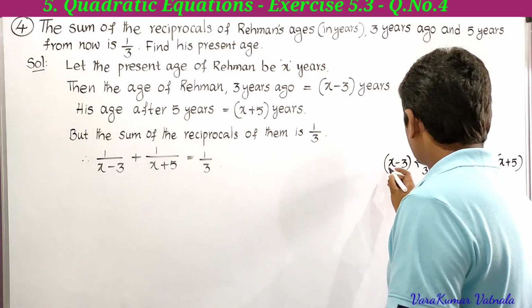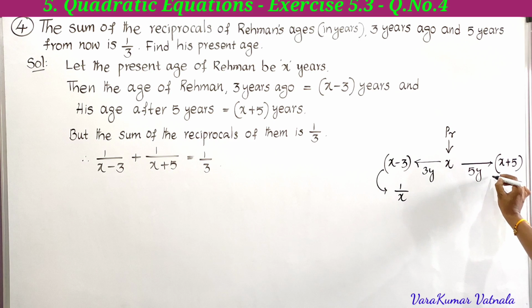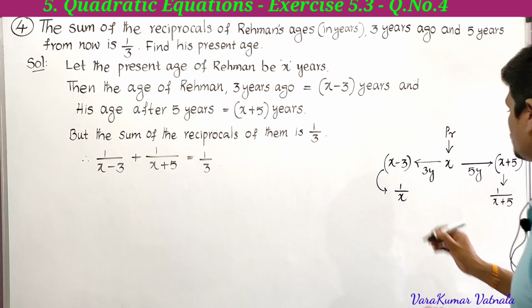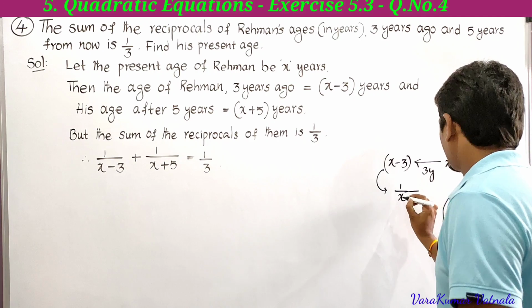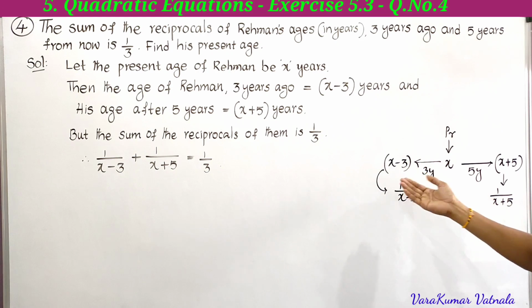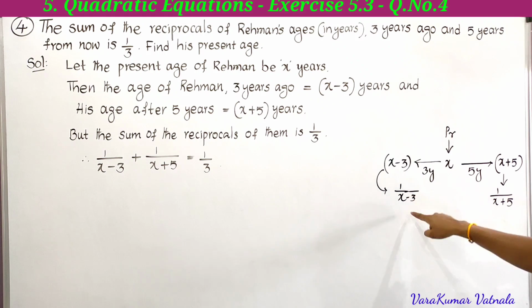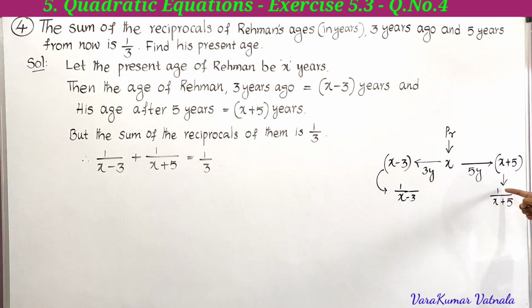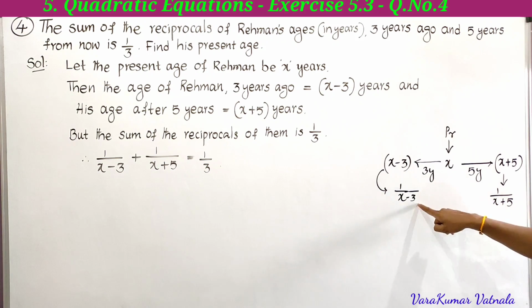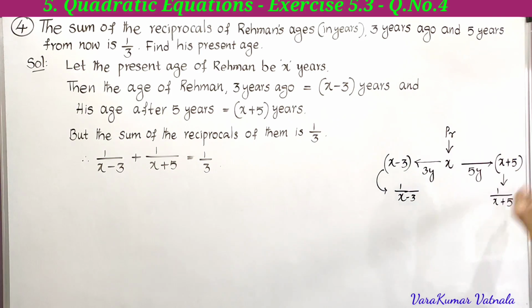Reciprocals he is asking. So the reciprocal of x minus 3 is 1 by x minus 3. Also the reciprocal of x plus 5 is 1 by x plus 5. Reciprocal means we just have to interchange the numerator and the denominator. So here x minus 3 by 1 becomes 1 by x minus 3, and x plus 5 by 1 becomes 1 by x plus 5. So these are the reciprocals of the ages of Rahman 3 years ago and 5 years after.